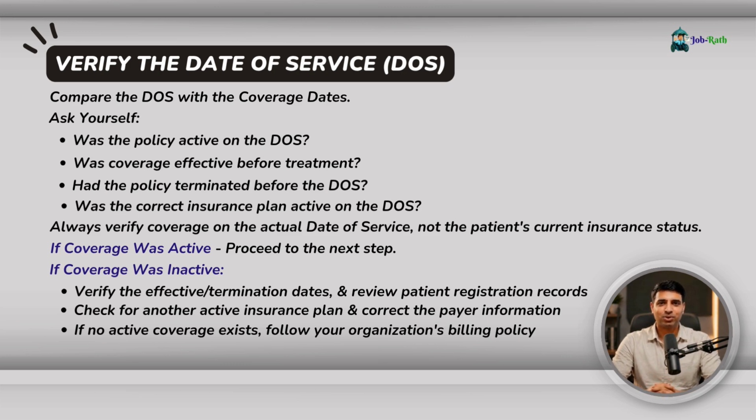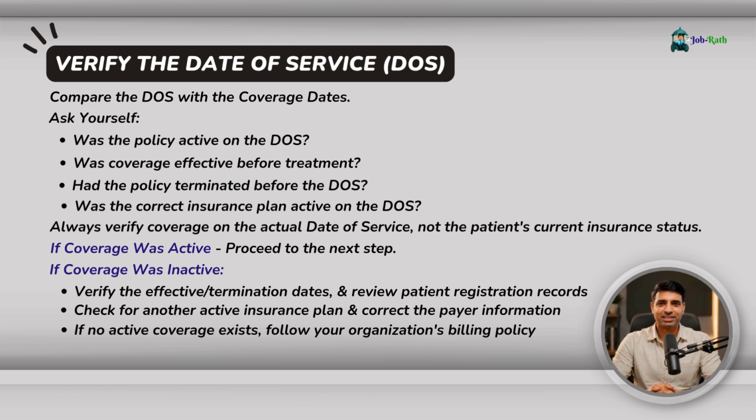Many denials happen because the biller checks the patient's current insurance status instead of checking the insurance status on the actual date of service. Remember, insurance companies always process claims based on the coverage that was active on the day the patient received treatment, not on the patient's current insurance information. For example, if the patient received treatment on March 10th but the insurance became active on March 15th, the claim will most likely be denied because the patient was not covered on the date of service. Likewise, if the patient's insurance ended before the date of service, the claim can also be denied.